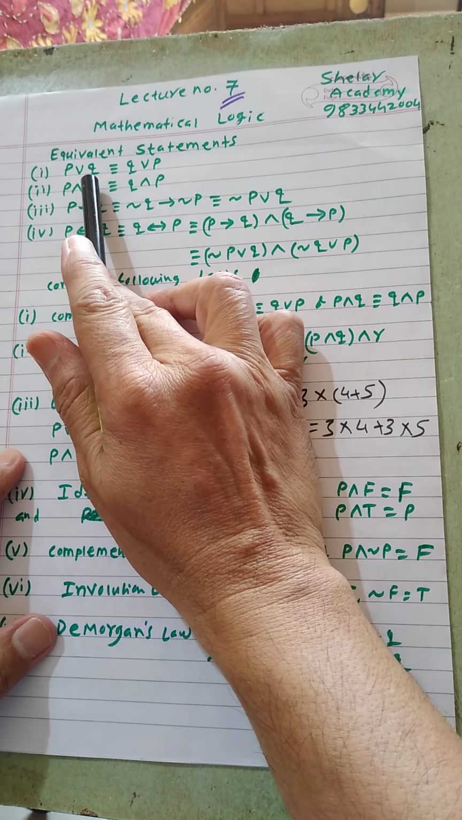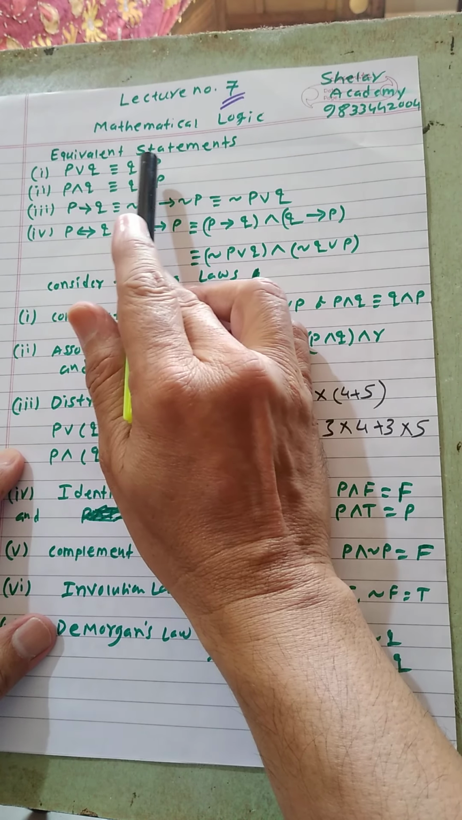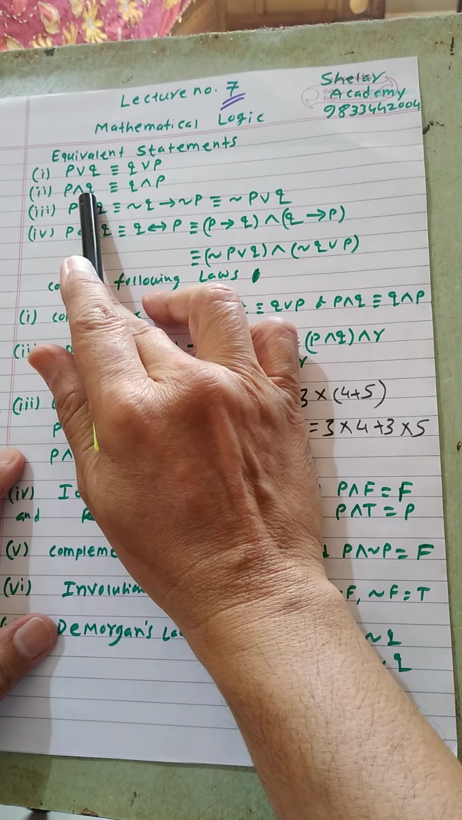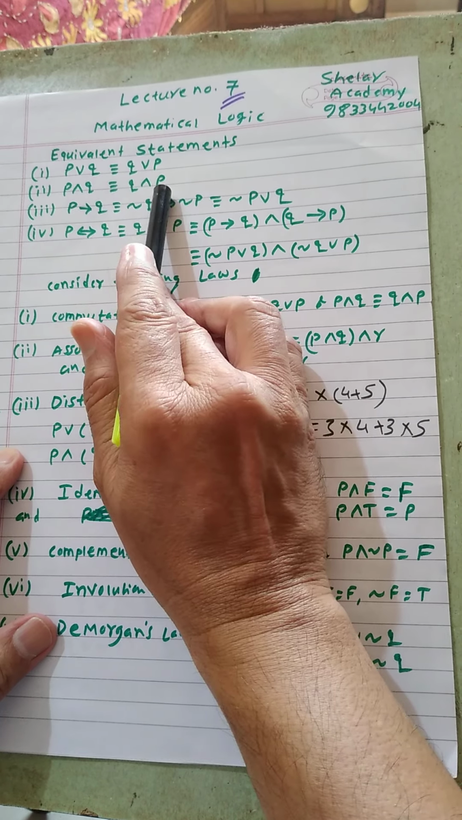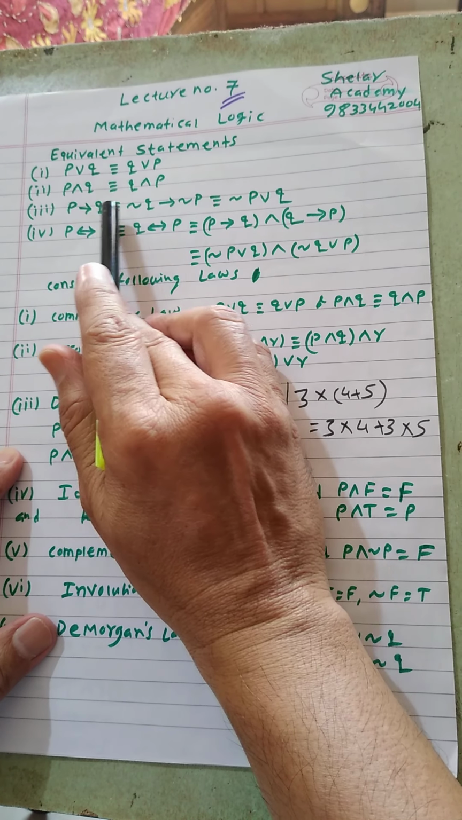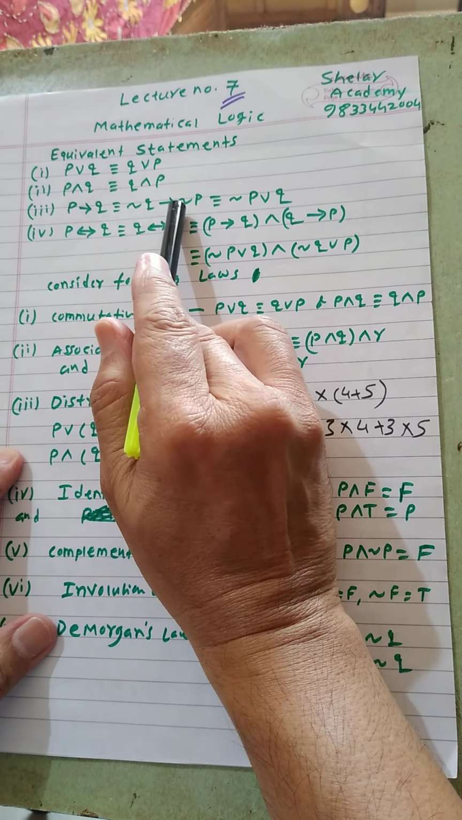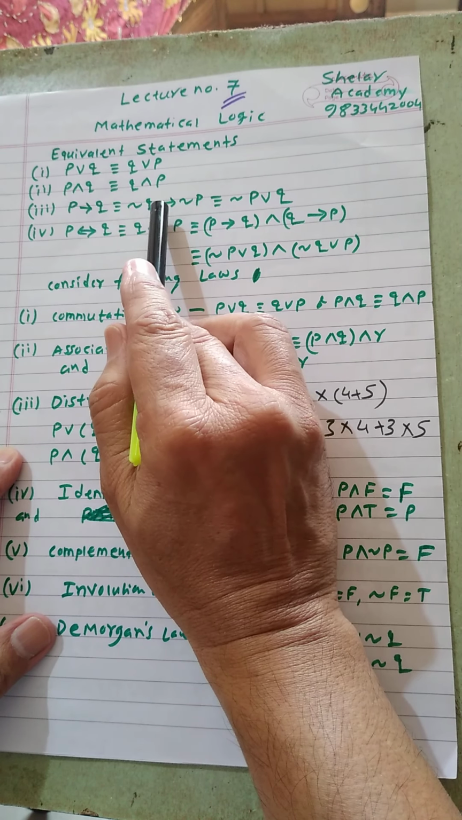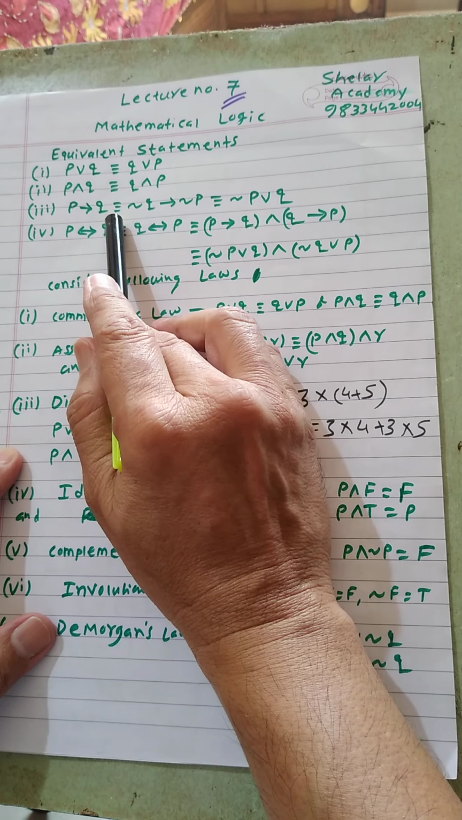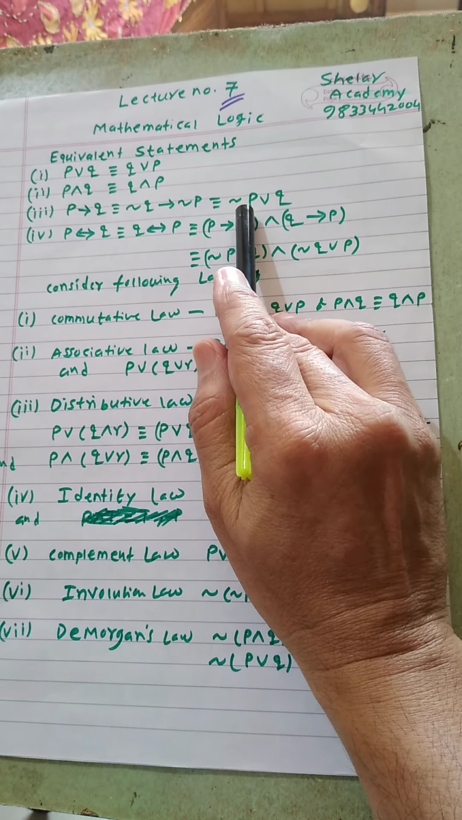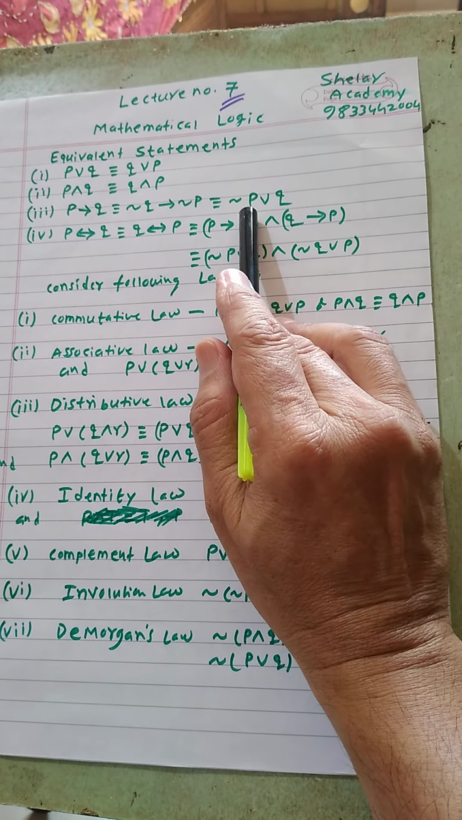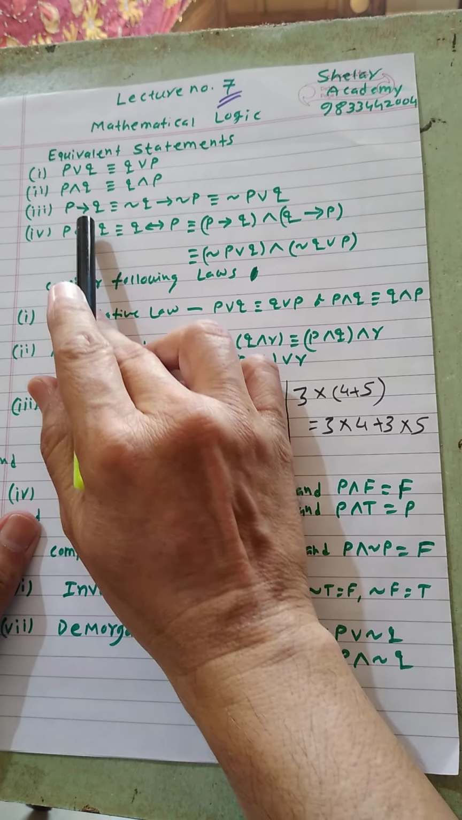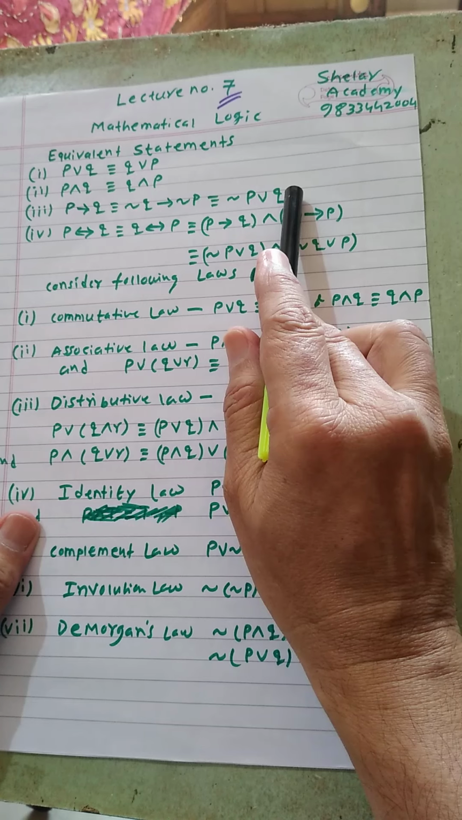P or Q is the same as Q or P. There is a symbol for equivalent. P and Q is equivalent to Q and P. P arrow Q is equivalent to negation Q arrow negation P. Negation Q arrow negation P is the contrapositive. Contrapositive and P arrow Q are both the same, and also equivalent to negation P or Q. This you can verify by using the truth table.